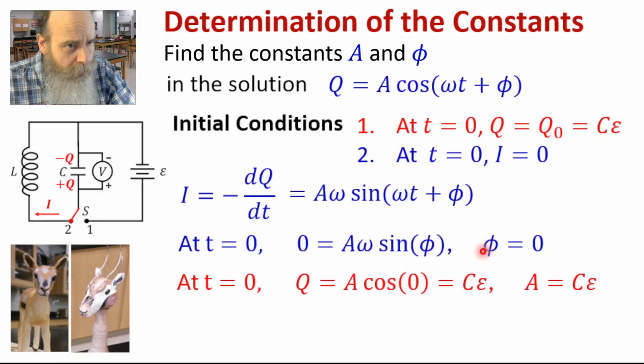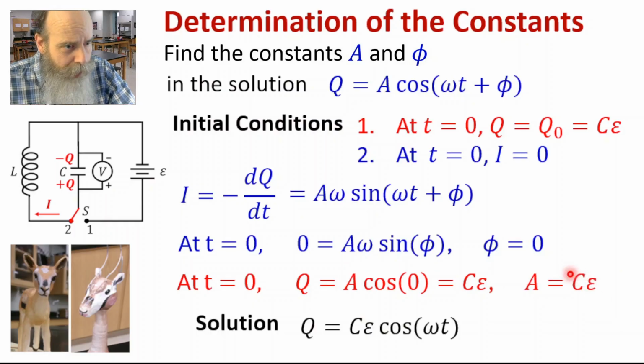Now let's look at the first condition. At t equals 0, Q is A cos 0. When t equals 0, omega t is 0, and we already know that phi is 0, so Q is A cos 0. And when t equals 0, Q must be C times EMF. So A cos 0 equals C times EMF, and cos 0 is 1, so A equals C times EMF. So our solution becomes, with the constants correctly determined, Q equals C times EMF times cos(omega t).